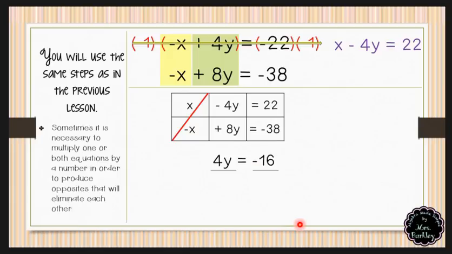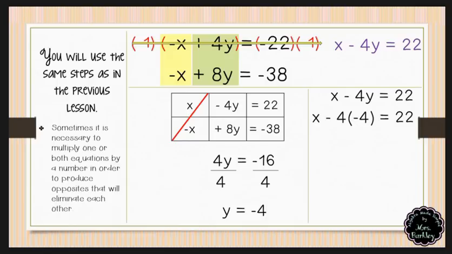Then I would divide both sides of the equation by 4, and then y equals negative 4. So now I can choose one of these equations to substitute this value of negative 4 in for y. I just chose to work with this equation, x minus 4y equals 22. I'm going to then substitute this negative 4 in for y. So I would have x minus 4 times negative 4 equals 22.